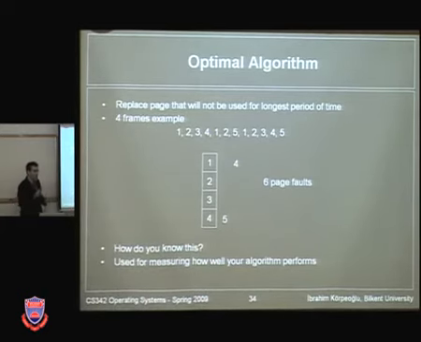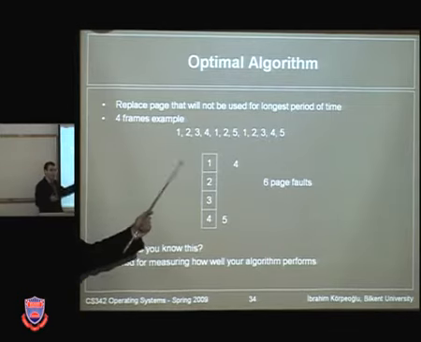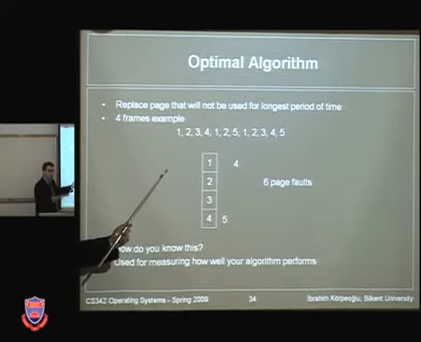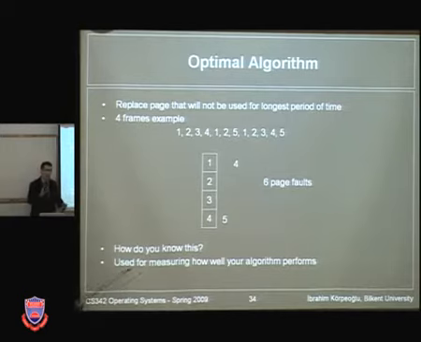This is the algorithm that provides the minimum number of page faults. No algorithm can beat that, okay? But the problem with this algorithm is that it requires you to guess the future, which you cannot guess easily, which you cannot know. So therefore, this algorithm is not very practical. But it has theoretical importance.